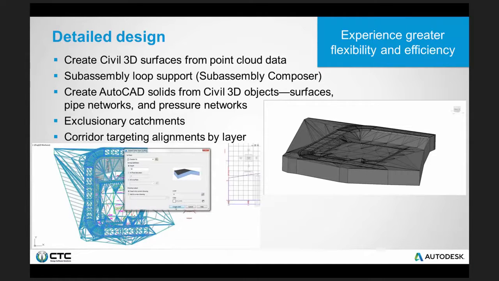We can create AutoCAD solids now from Civil 3D objects. So this might be surfaces or pipe networks or pressure networks. AutoCAD solids are a very flexible item. They can come into Navisworks. They can come into all sorts of different applications. They can be used for visualization in some ways. For 3D printing, this is actually one of the motives for Autodesk putting it in there.